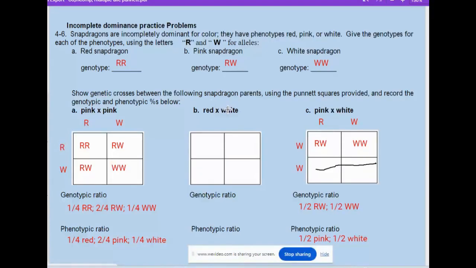All right, so you're going to have to do this one in the middle. It's a red and a white. That's the easiest one possible. So I'll even tell you it's going to be RR for red, WW for white. All four boxes are going to be the same. They're going to be all RWs. They're all going to be pink. So remember, that was incomplete dominance.